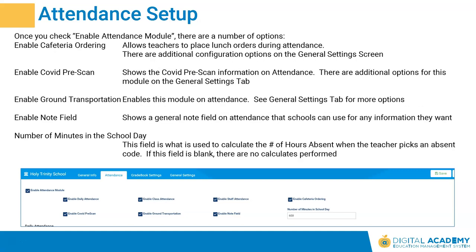You also have the option to enable cafeteria ordering from the attendance screen, to enable the COVID pre-scan, and to enable ground transportation. Cafeteria ordering, COVID pre-scan, and ground transportation all have additional options on the General Settings tab of the Organization Manager. Administrators can enable a general note field, which will just add an additional note to attendance for all teachers and all administrators.